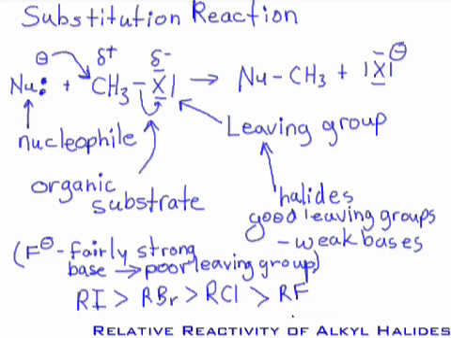As we go down the group, because size increases from fluorine to chlorine to bromine, HF is a weaker acid than HCl. HCl is a weaker acid than HBr. HI is the strongest acid.